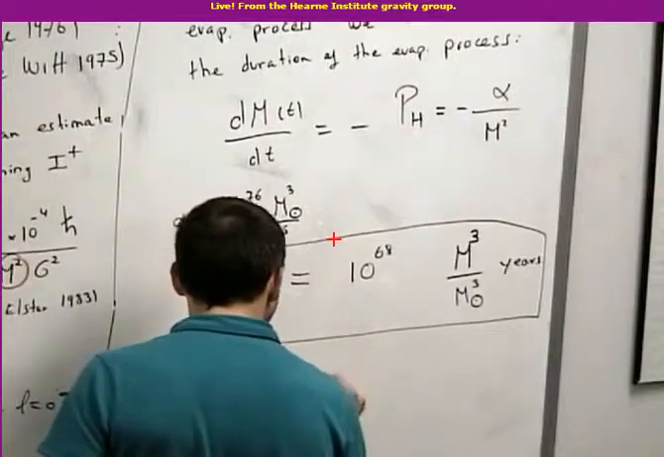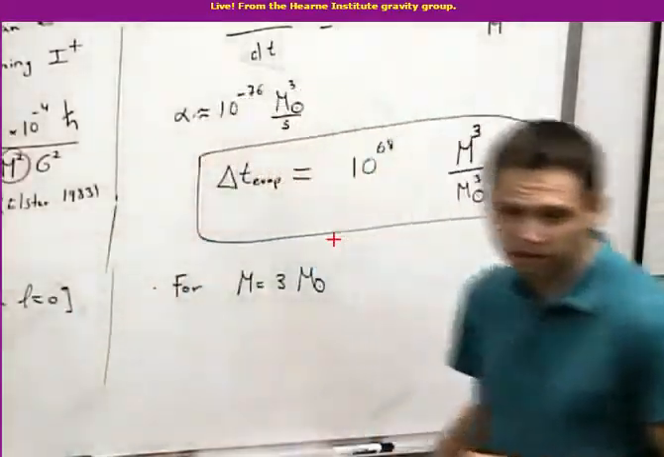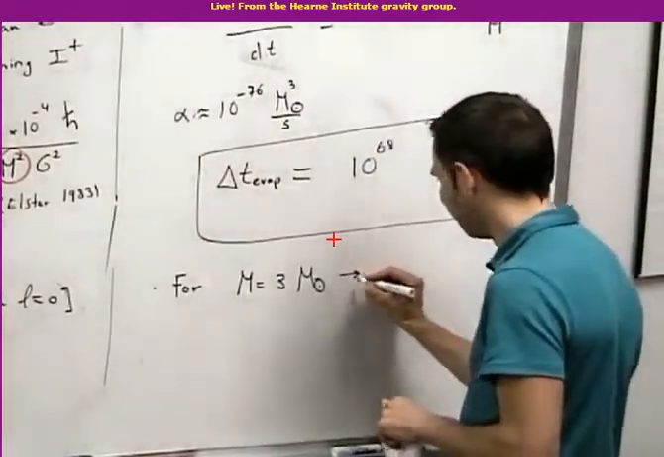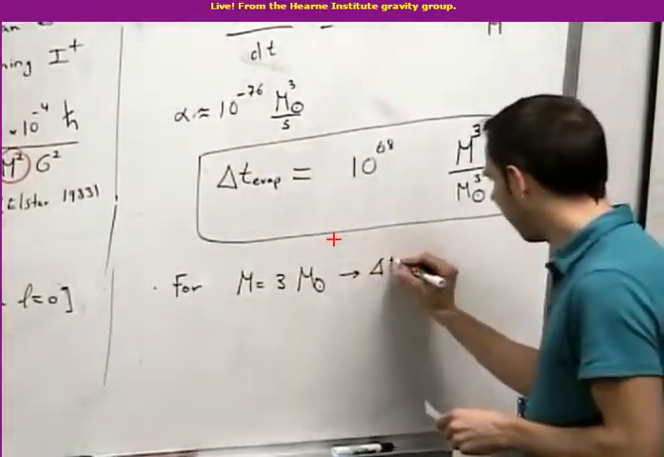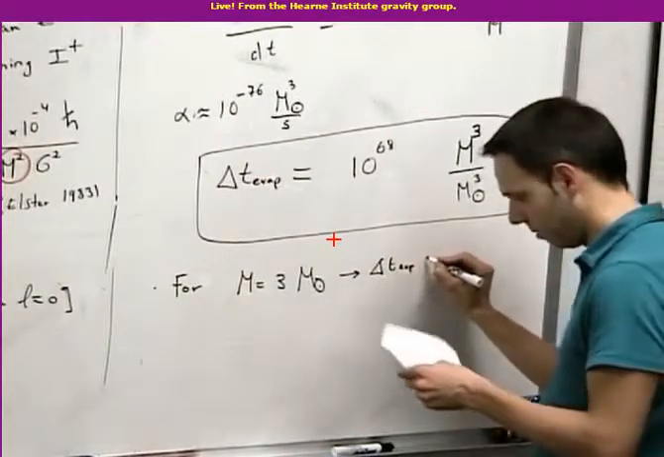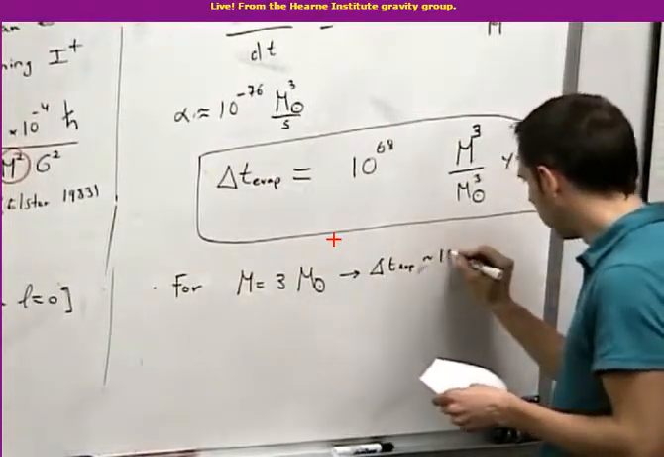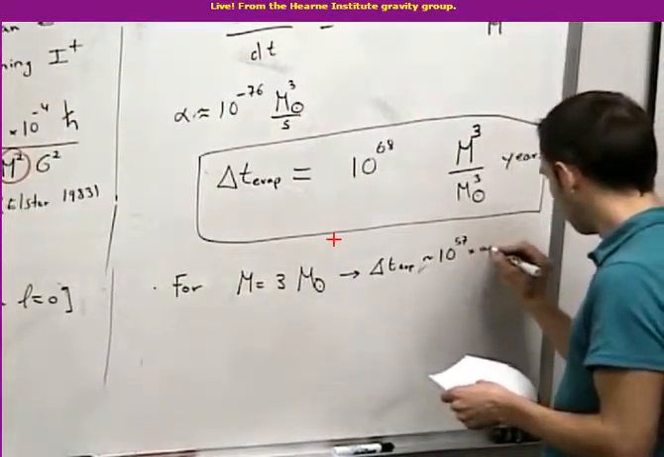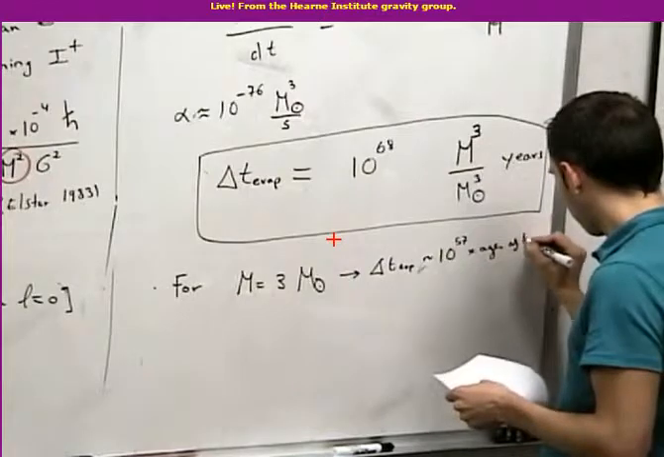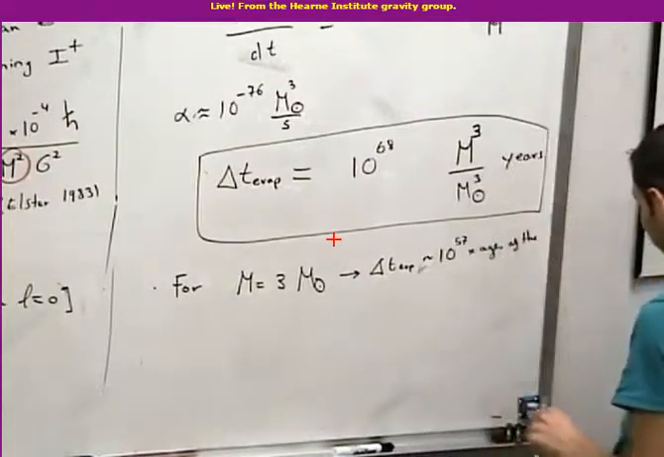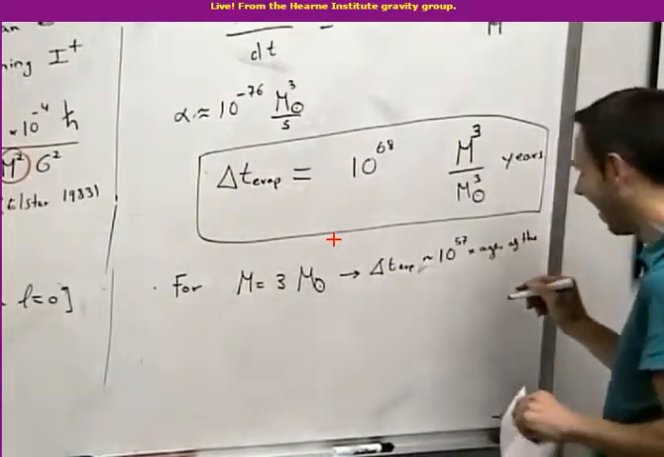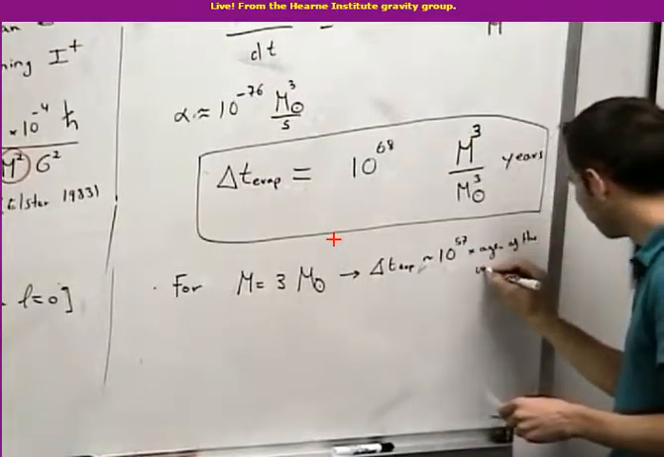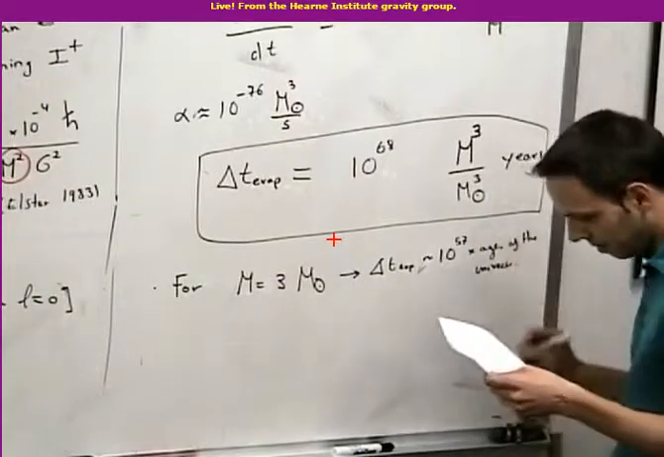So if you have a black hole of 3 solar masses, you must be patient. The evaporation time is of the order of 10 to the 57 ages of the universe. I think I got it right. It seems still too large for me, and I think I did the right number.